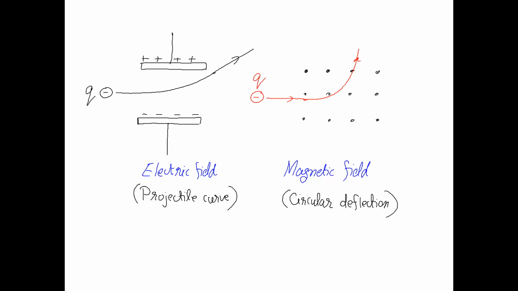The charged particle shows a deflection in an electric field and in a magnetic field, but the deflection is circular in magnetic and projectile in electric. This is a contrast. Done, sir.